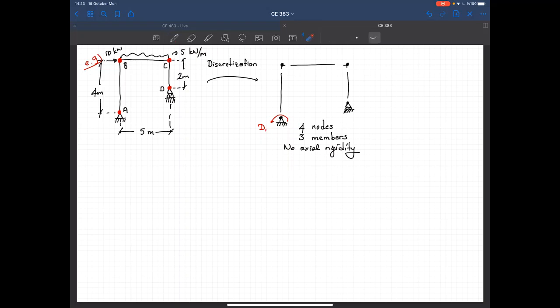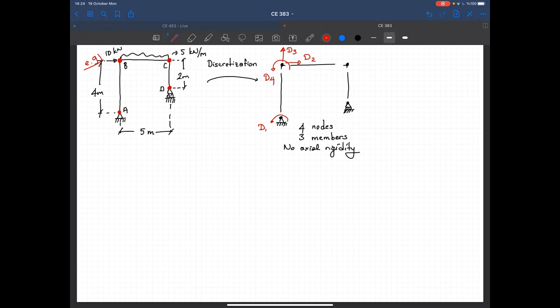So we are asking these simple questions. Can it translate in the horizontal direction? The answer is yes. That's my second degree of freedom. Can it translate in the vertical direction? The answer is yes. That's my third degree of freedom. Can it rotate? The answer is yes. That's my fourth degree of freedom. So I'll continue this way.